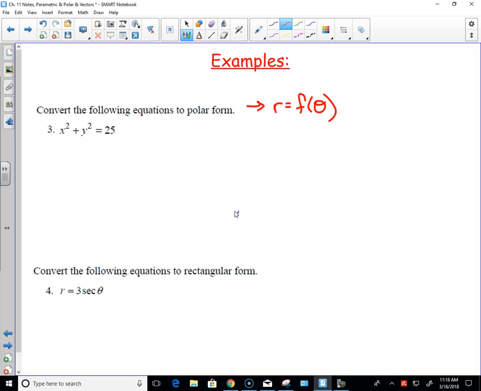I mean, it is a basic graph you should know. It's a circle with a radius of 5. Now, if you weren't quite sure about that, don't we technically have in our Endeavor cards from the beginning of the year relationships between x and y and r and theta? So what would x squared plus y squared equal?